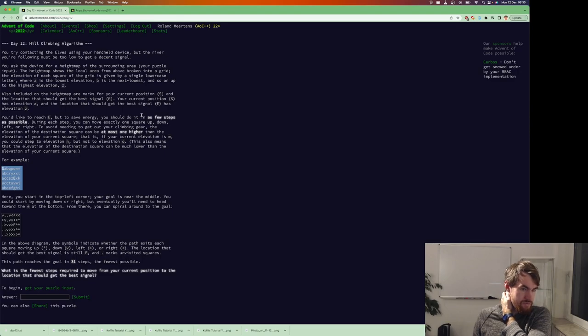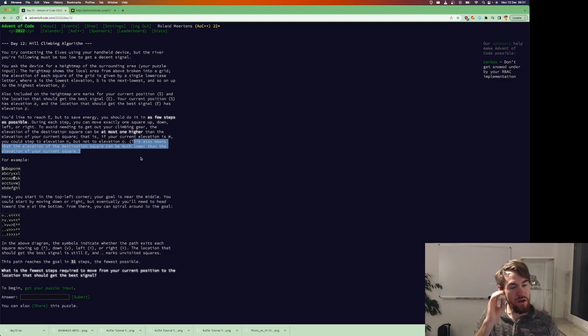Am I now dumb? Let me read this again. As few steps as possible. During each step, you can move exactly one square up, down, left or right. The elevation of the destination square can be at most one higher than the elevation of your current square. This also means that the elevation of the destination square can be much lower than the elevation of your current square.